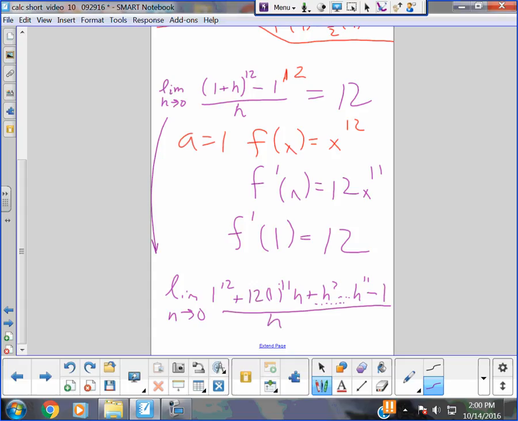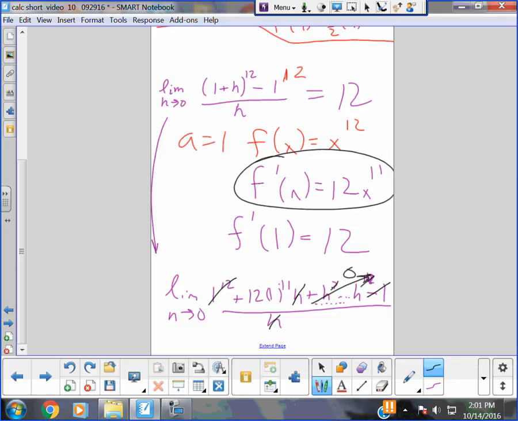And what happens here is the negative 1 and the positive 1 cancel. You're left with 12 times 1 to the 11th times h, and all the other terms have h squared or more. All these h's cancel, and you're left with 12 times 1 to the 11th, which matches our derivative with 1 in it.